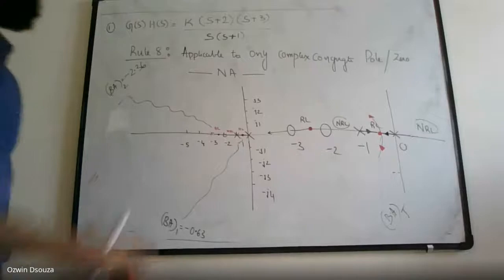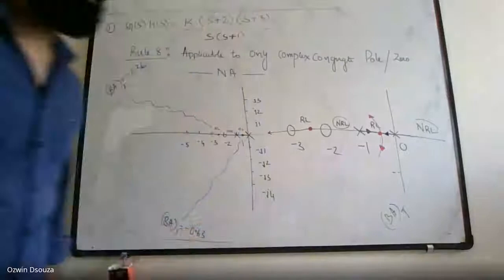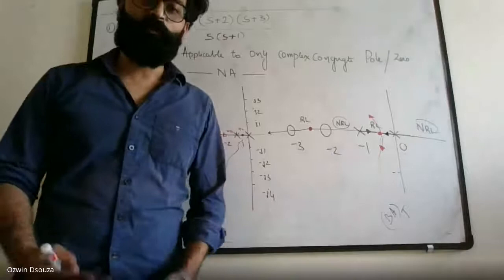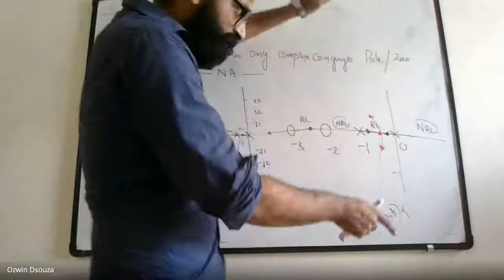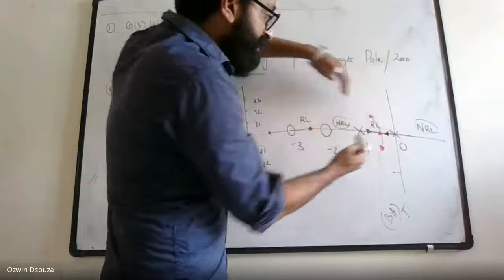Now, can they cut the J omega axis? They cannot cut the J omega axis, because in rule 7 we saw that K marginal was negative. So whenever you get K marginal as negative, you can say that there is no crossover with the J omega axis. So after breaking away, the entire root locus plot lies in the left hand side of the S plane.